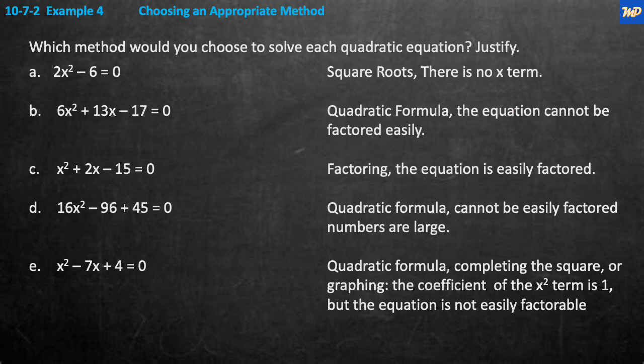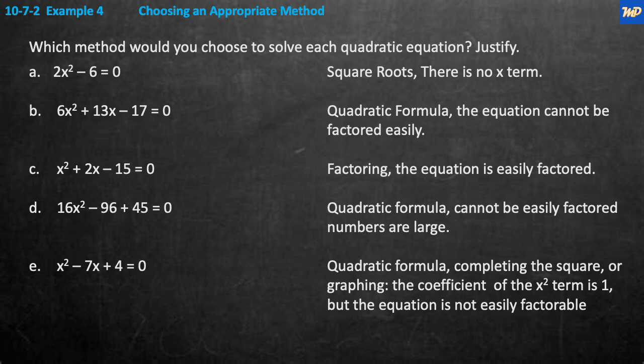So here are some examples of choosing an appropriate method. Example 4. Which method would you choose to solve the quadratic equation, and justify it? They've given us 5 to look at, so how would we do it? 2x squared minus 6 equals 0. Well, if there's no x term, you might as well use the square roots. That's what they say here too. There's no x term, so square roots. It's a good place to start.